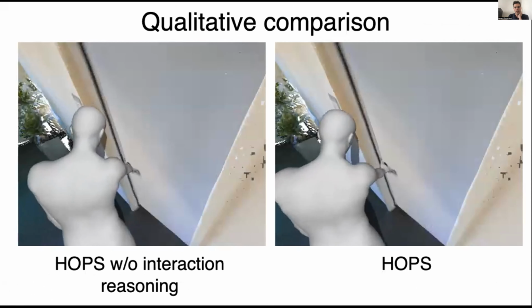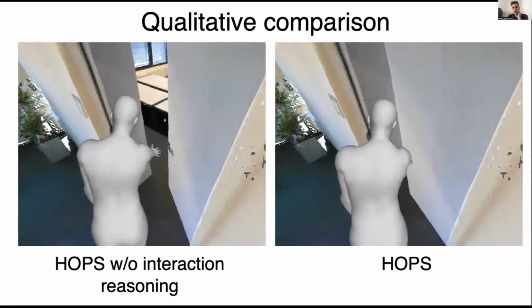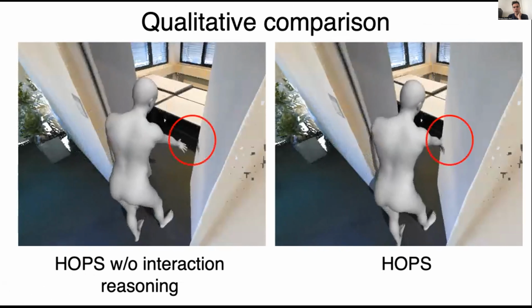As I was saying, it's very important to reason about contacts when we're dealing with fine-grained interactions, and we are also dealing with contacts here, and we enforce that the human is in contact with the object during the interaction.